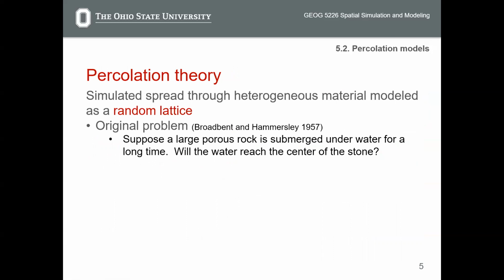So let's talk about the definition of percolation theory. Simulated spread through heterogeneous material modeled as a random lattice. So again, here, we're going to use a lattice to address space when we're trying to simulate percolation using agent-based models. Okay, and the original problem was proposed in 1957.